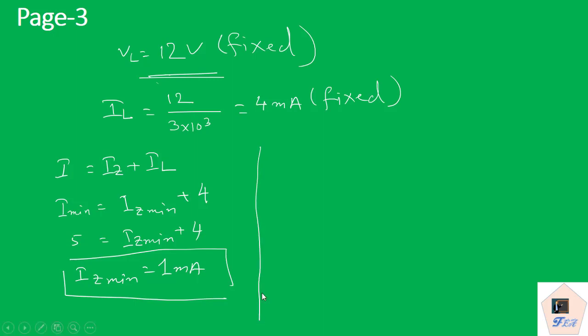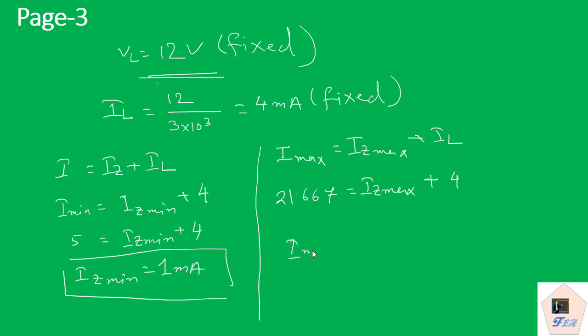In the same way, if we calculate the Iz maximum, for which we have the corresponding I maximum, here we find Iz maximum plus IL. So IL value is not changing. I max value is given as 21.667 milliampere. So on the basis of that, we will be calculating Iz max. So Iz max we are getting as 17.667 milliampere.